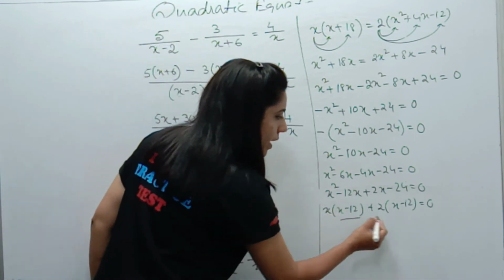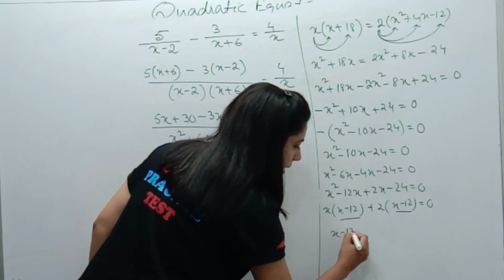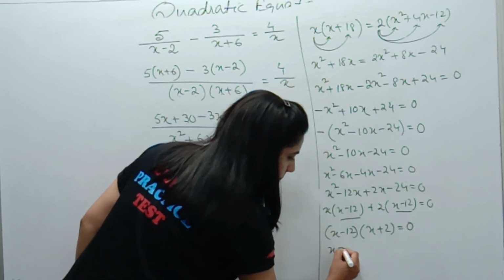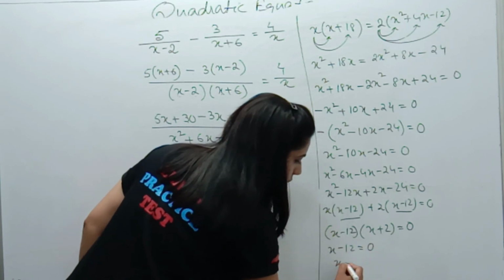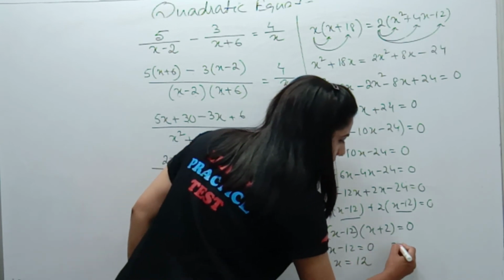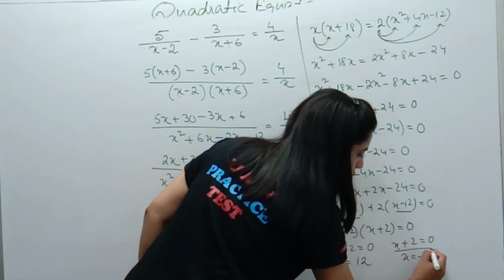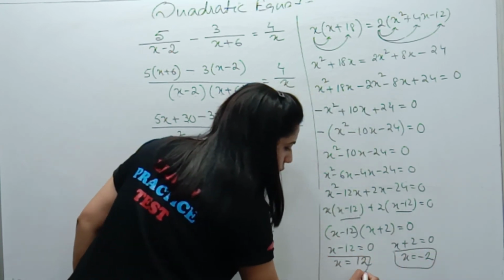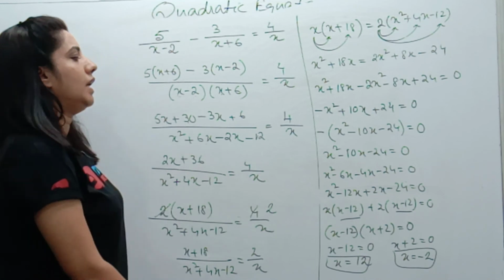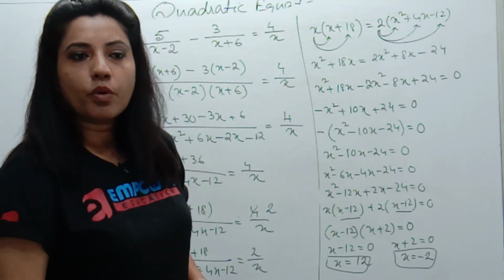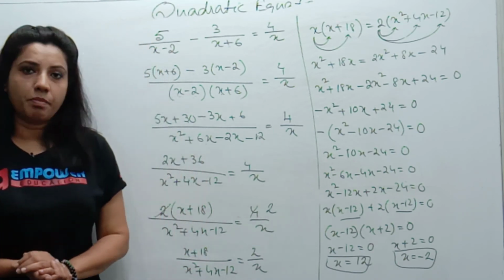So we got two factors here. One factor is x minus 12. The other factor is x plus 2. So once we make x minus 12 equal to 0, x is equal to 12, and x plus 2 equal to 0, x is equal to minus 2. So these are the two roots of the quadratic equation. Okay students, so we have solved the quadratic equation by factorization method.